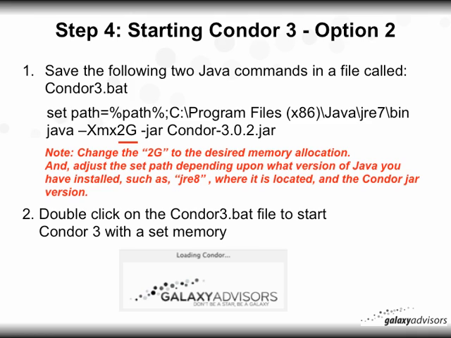We recommend that you allow at least 1 gigabyte of memory for your computer to run besides running the Condor file. Note you can change the 2G to your desired memory allocation and adjust the set path depending upon what version of Java you have installed. You might be installing Java runtime version 8, where you'll change the 7 to an 8 in the JRE. And depending on what version of Condor you're running, the current version is 3.0.2, change that accordingly. And then when you double click on the Condor3 bat file to start Condor 3, we'll set the memory using these two commands.